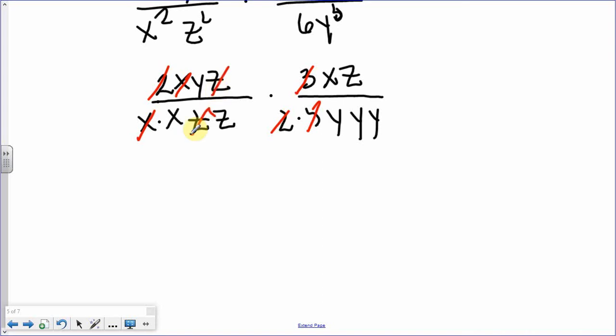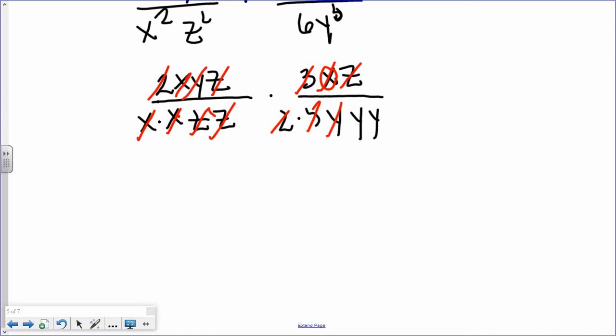Let's also look to cancel diagonally. You'll see in the top right I have this x, which will cancel with an x in the bottom left, and then the z in the top right will cancel with the z in the bottom left, and then the y in the top left will cancel with one of the y's on the bottom right.